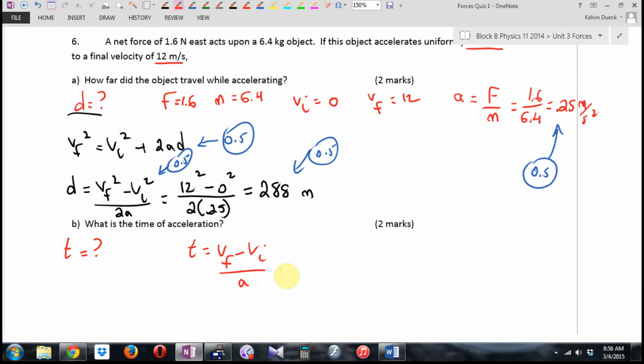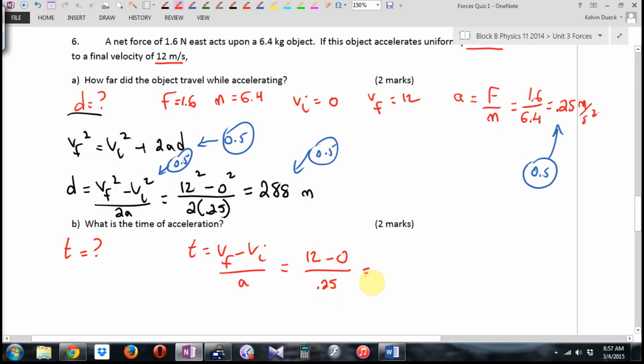It's doable. You could use the equation we hardly ever use, d equals a half (VF plus VI) times t. There is that one on there. I hardly ever use that, to the point where I don't have it memorized. I can always work around it. That would be fine. There may be other ways, but I'm going to go with this one. VF 12 minus VI 0, over a 0.25.